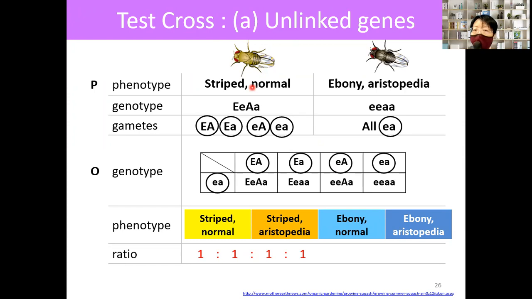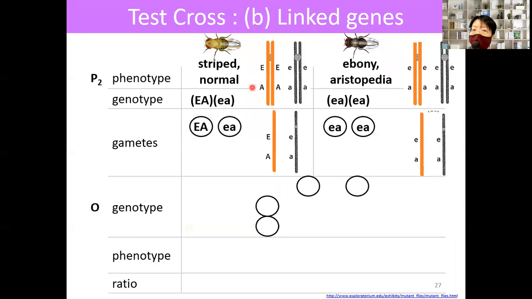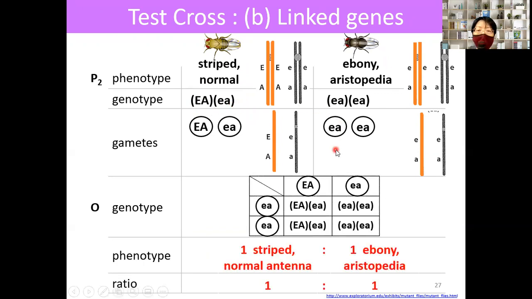Now we look at the same cross, but these 2 genes are linked genes. What will be the outcome? The rest are the same. The only difference is that E and A are linked genes. So how do you do your cross now? The way you write your symbol is different. Because E and A are linked genes, you have to put a bracket to link them together. Once you do the cross, you look at the outcome.